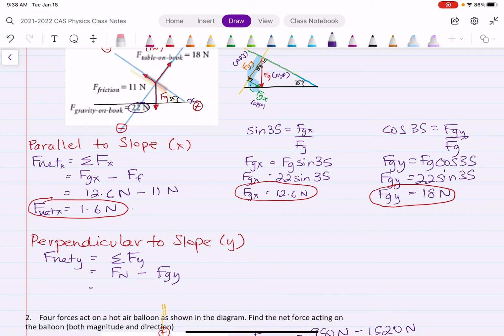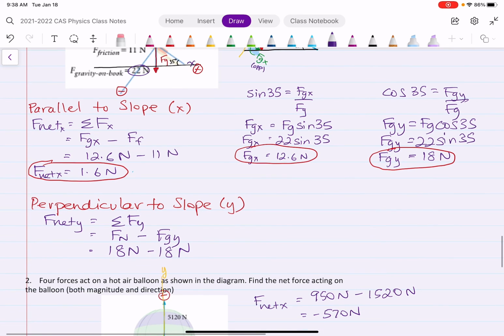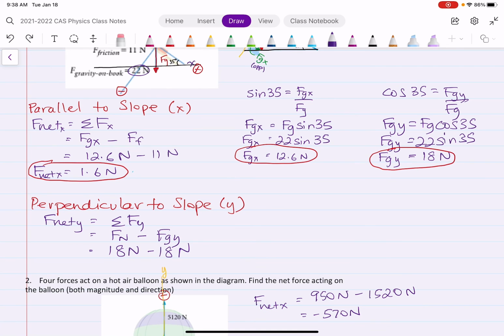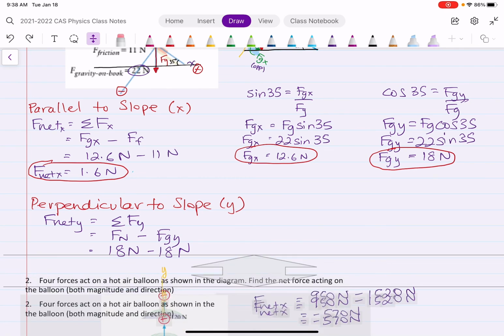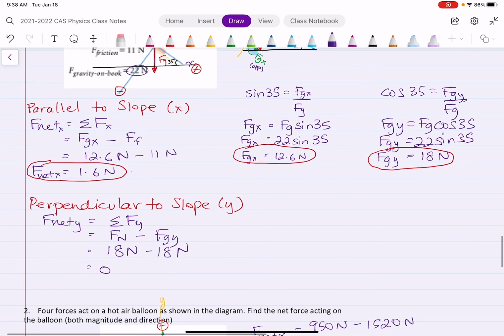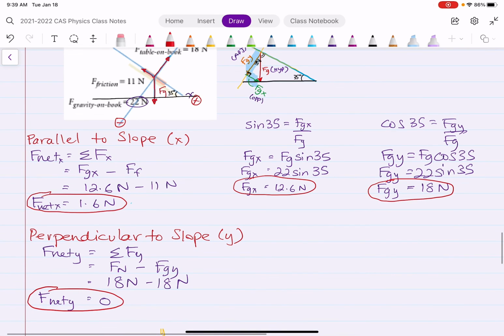Then plugging in the numbers, I get Fn is 18 according to the diagram, minus what we calculated, 18 newtons. So this equals 0. So F net in the y is equal to 0. That's fortunate, because otherwise it would be a little more complicated. If I was to do the components of these two things, there's no y component.